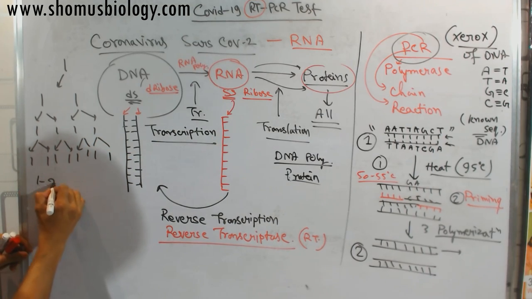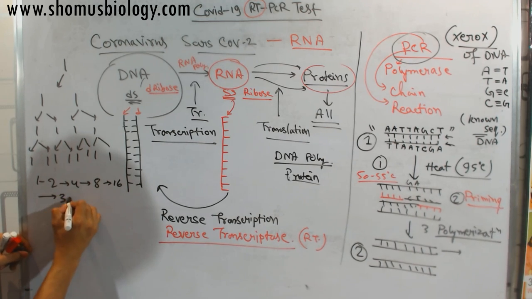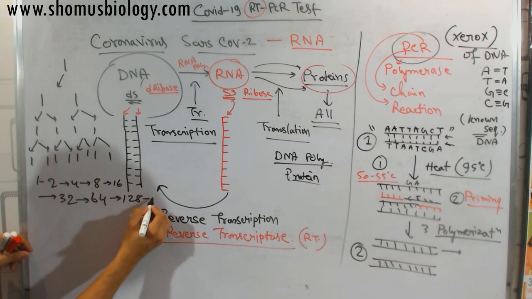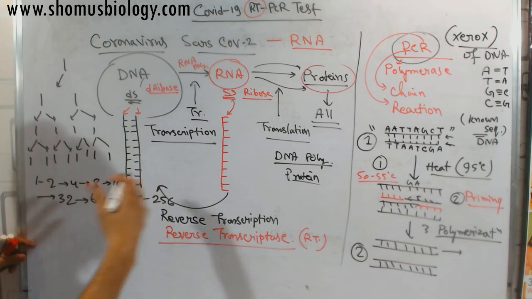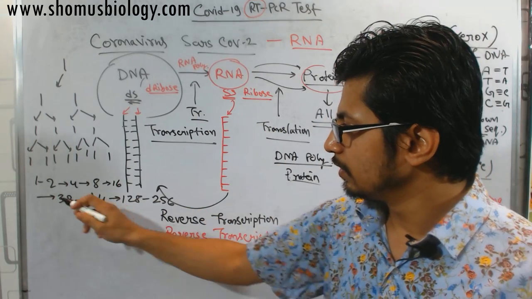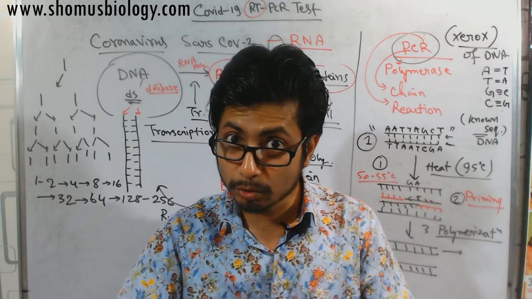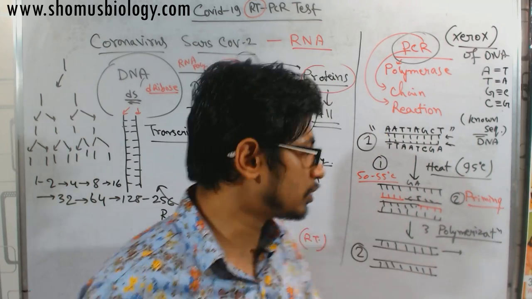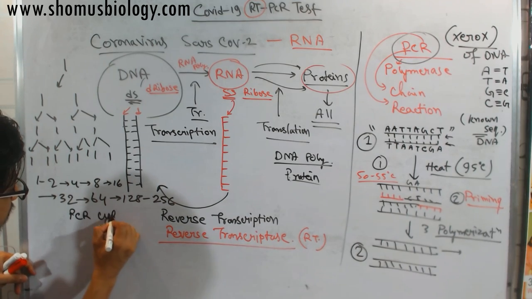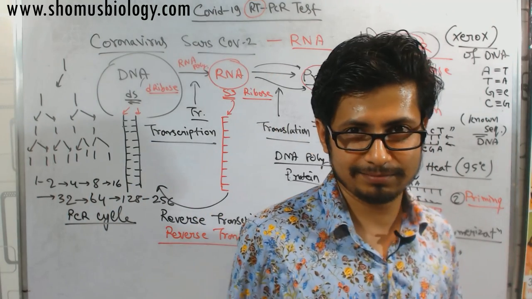So from 1 to 2, 2 to 4, 4 to 8, 8 to 16, 16 to 32, 32 to 64, 64 to 128, 128 to 256. So it will continue like this. See, it's rapid. This conversion from 1 to 2, 2 to 4, each individual conversion is known as a PCR cycle.